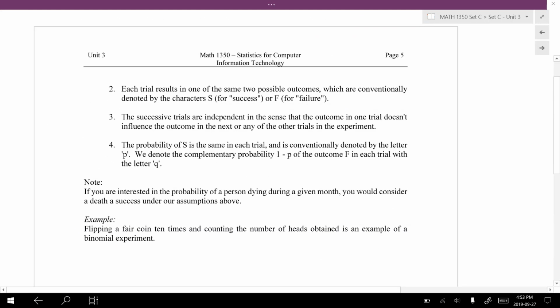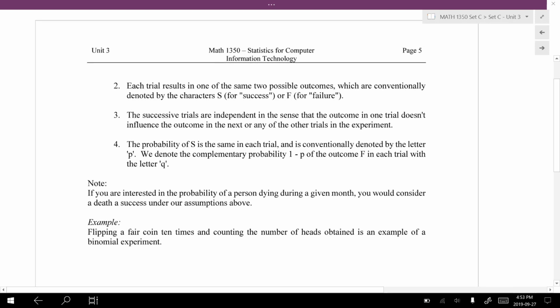The second one here is that each trial can have only two possible outcomes. We usually say success and failure. Both outcomes might be good, both outcomes might be bad, but we normally just denote one S and one F. Anyway, the trials themselves should be independent. So whatever happens on your first trial should not impact the outcome on the second or any subsequent trials.